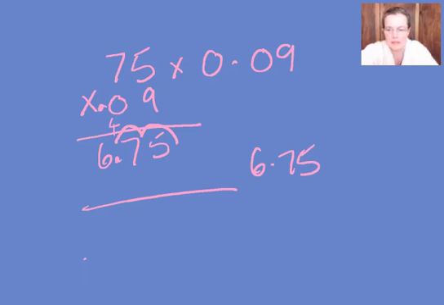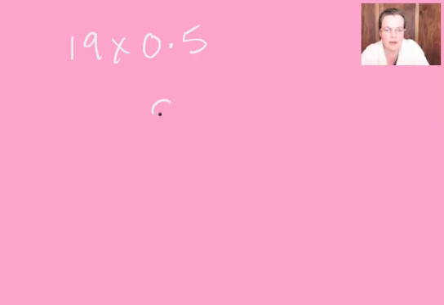Let's have a change. We've got 19 times 0.5. 19 times 5 is 95. How many numbers after the decimal point? 1. So bounce it in once. So the answer is 9.5.